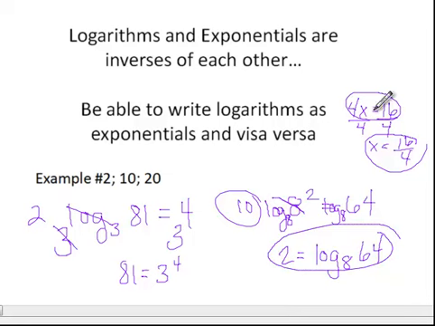So there is how you would rewrite them back and forth. Number 20 is slightly different because we're actually going to be solving a logarithmic equation.